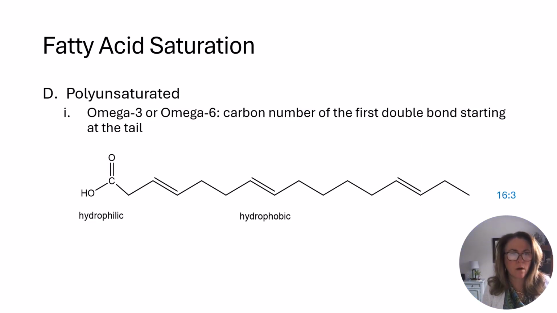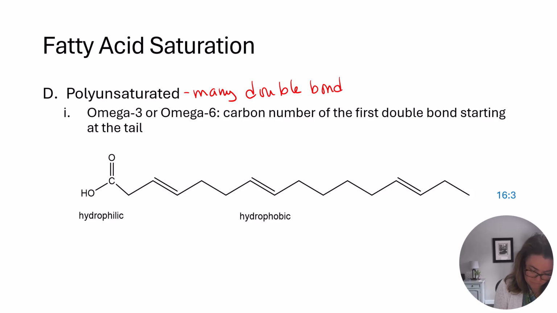Okay, so our last piece of talking about fatty acid saturation is polyunsaturated fatty acids. The word poly means many. So what we're looking at here is many double bonds. Generally, when we're talking about polyunsaturated fatty acids, we're talking about compounds that have a lot of double bonds in them.